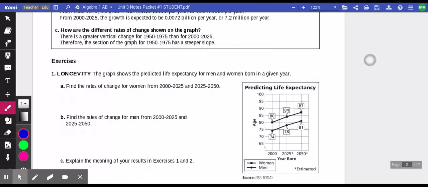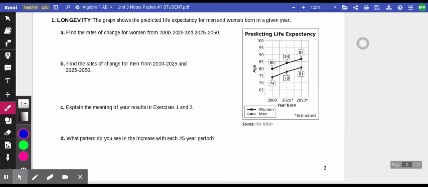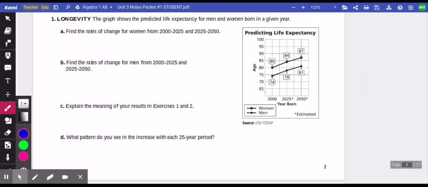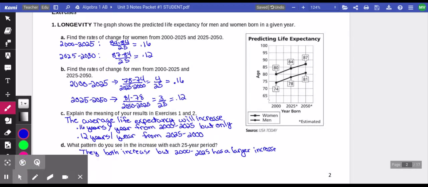Exercises. So I want you to pause and try to do number 1 and come back and check your answers. Okay, so hopefully you did number 1 and found that for women from 2000 to 2025, the rate of change is 84 minus 80, which is 0.16 years per year. Years life expectancy per year. And for 2025 to 2050, it's 0.12 years per year.